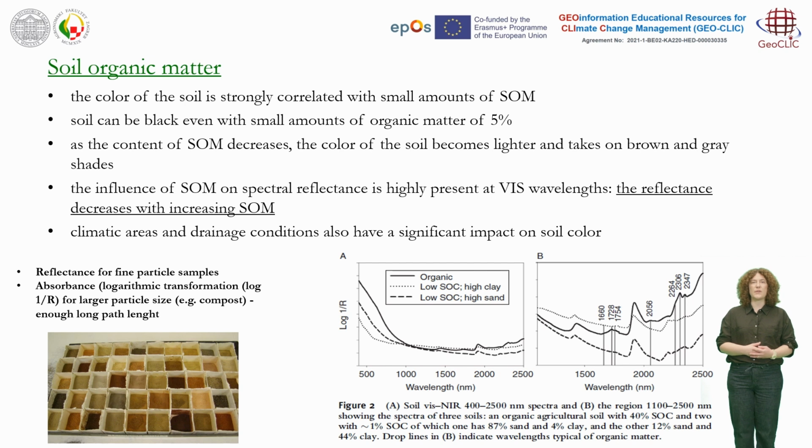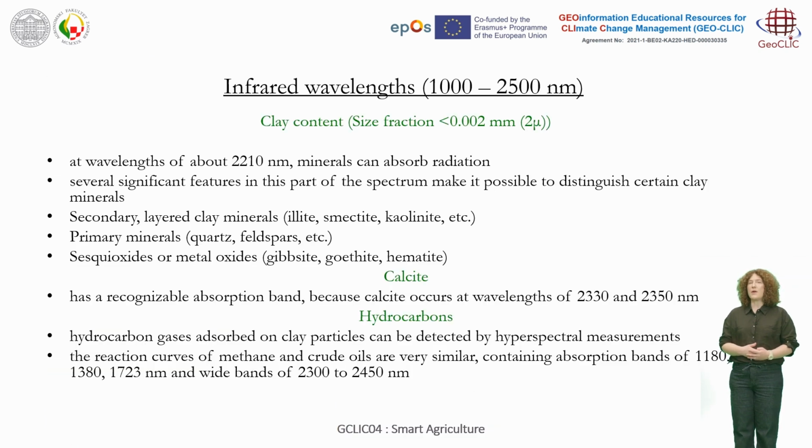Agroecological conditions in the field are very complex and numerous. Climatic areas and drainage conditions in the soil also have impact on the soil color and can have effect on the reflectance. We use reflectance for fine particle samples of the soil. Absorbance on this picture is logarithmic transformation of the reflectance usually used for larger particle size samples. Infrared wavelengths from 1000 to 2500 nanometers are used for a prediction of the soil texture and clay content.